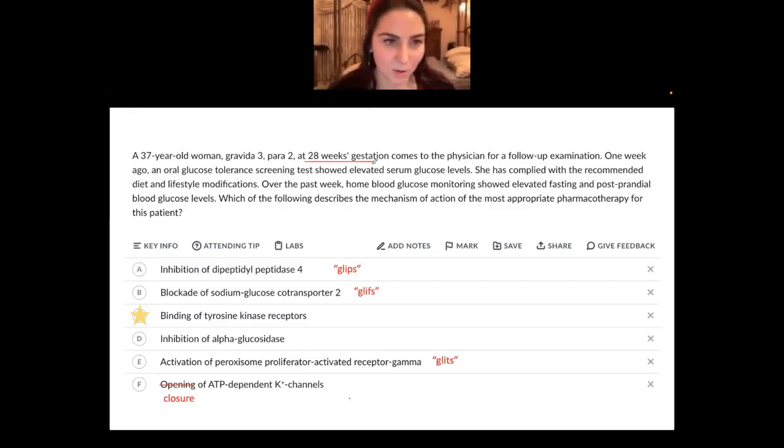This is a pregnant woman. Pregnant women, think of them as type 1 diabetics. And I have a question.